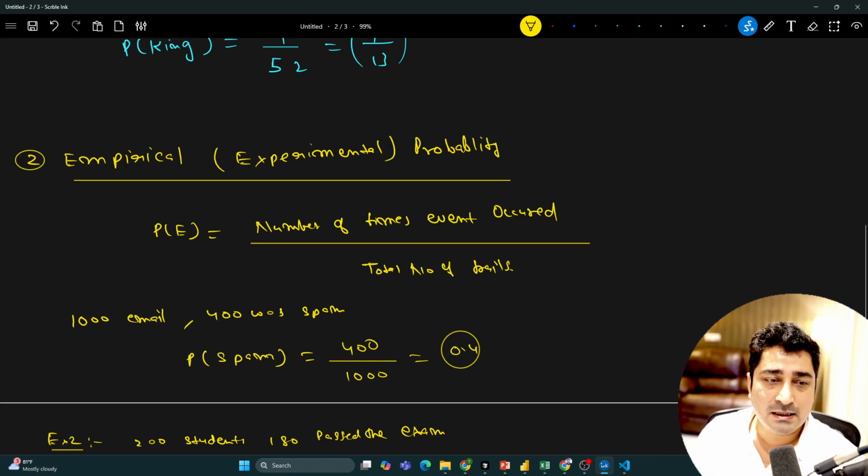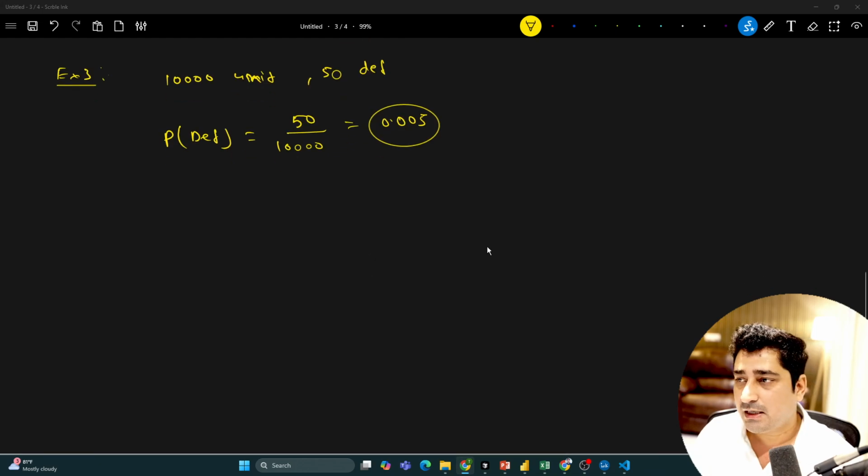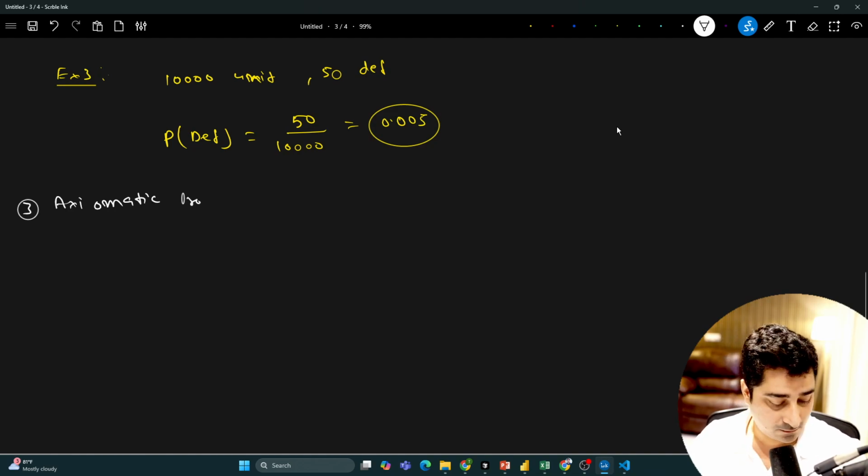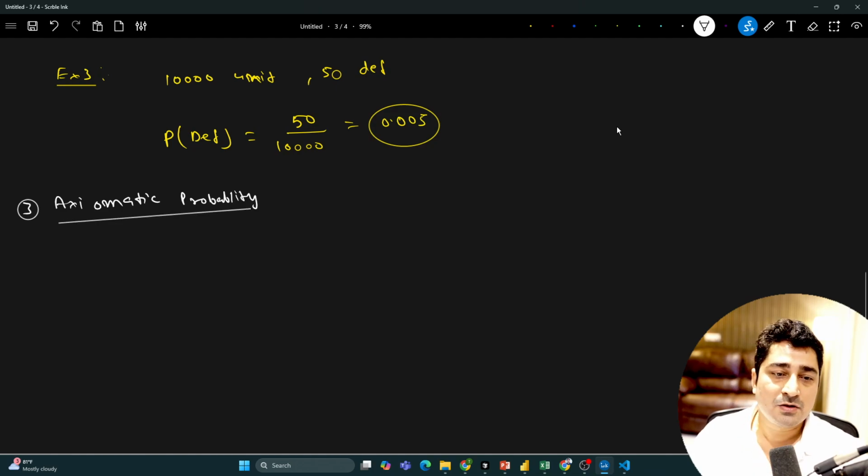Now there is a third kind of probability you will be able to find, which is called axiomatic probability. So let's try to understand the meaning of this axiomatic probability. It's a little bit different even in terms of the formula. So axiomatic probability, right? So what does this mean?